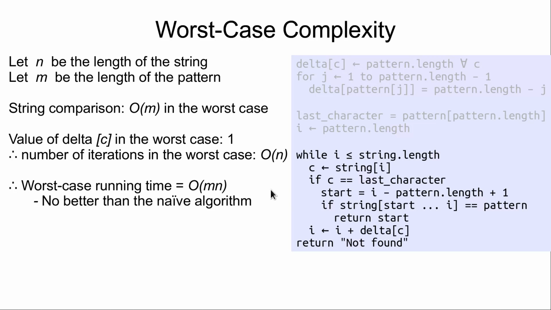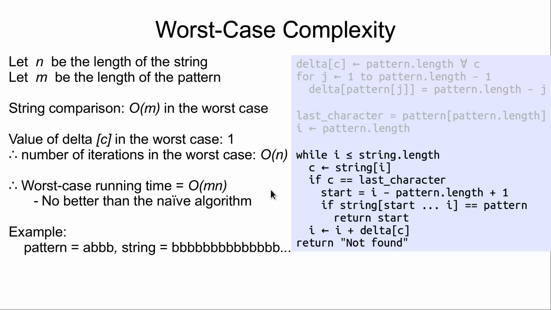For example, if the pattern were A, B, B, B, and the string were a long string of B's, then the rightmost occurrence of B, ignoring the last character of the pattern, is a distance of 1 from the end of the pattern. So delta of B is 1. So we end up shifting by 1 each time. Because the mismatch is at the beginning of the proposed match, we make 4 comparisons when comparing the proposed match B, B, B, B with the pattern.